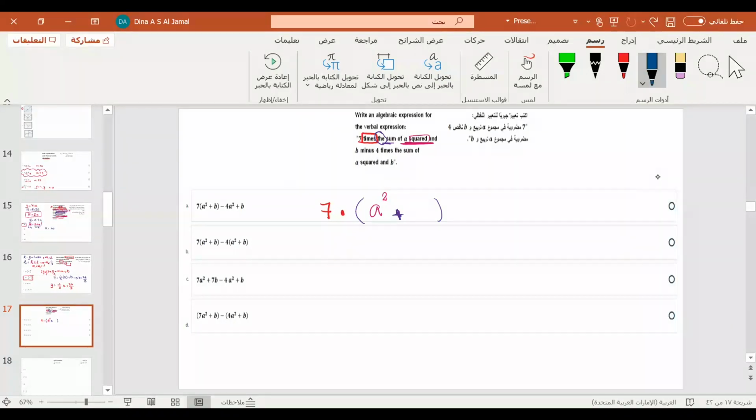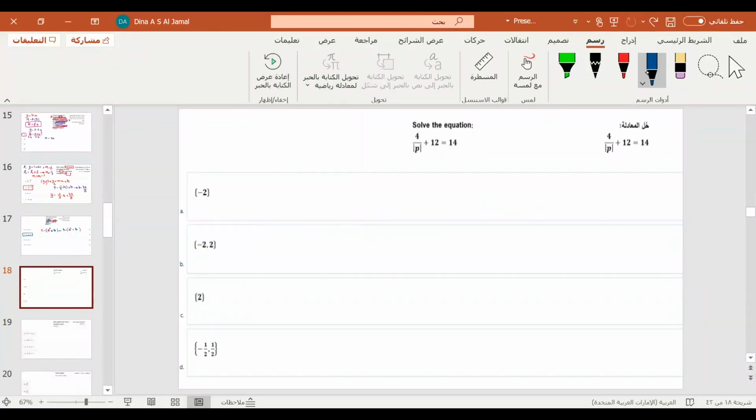And b. Then all of this minus, which is subtraction, 4 times the sum of a squared and b. Good. With this, my answer will be b. Now let's go to the other question.